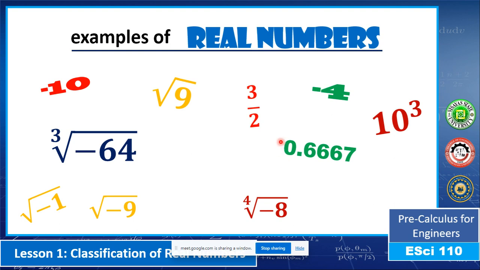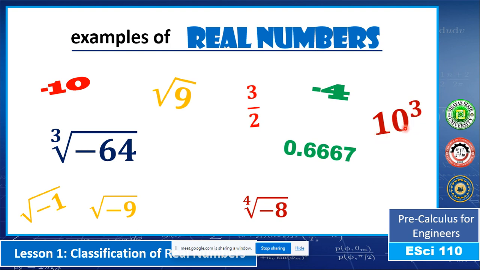So next we have 3 halves. This is a fraction form. Let's continue with the discussion. So if you want to convert it into decimal form, this is equal to 1.5, still a real number. And of course, we have -4, another example of a negative integer. And then we have a power of a number, 10 cubed. This is also equal to 1000.